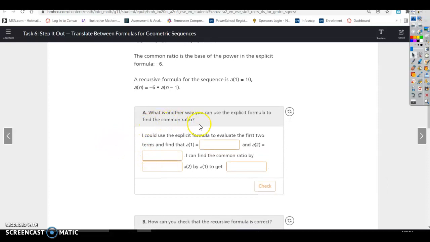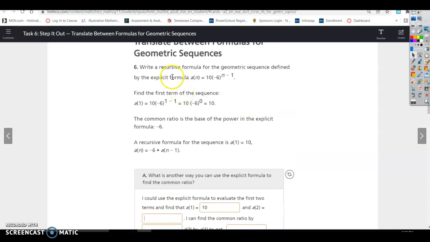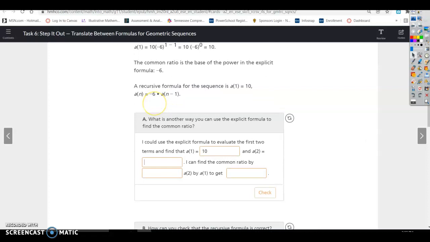What is another way you can use the explicit formula to find the common ratio? All right, I could use the explicit formula to evaluate the first two terms and find that a sub 1, our first term, is 10, and a sub 2, if we plugged 2 in, you would just put a 2 in here. 2 minus 1 is 1, and so that would be negative 6 to the first power, and then negative 6 times 10 is negative 60. So that would give us negative 60 for our second term.